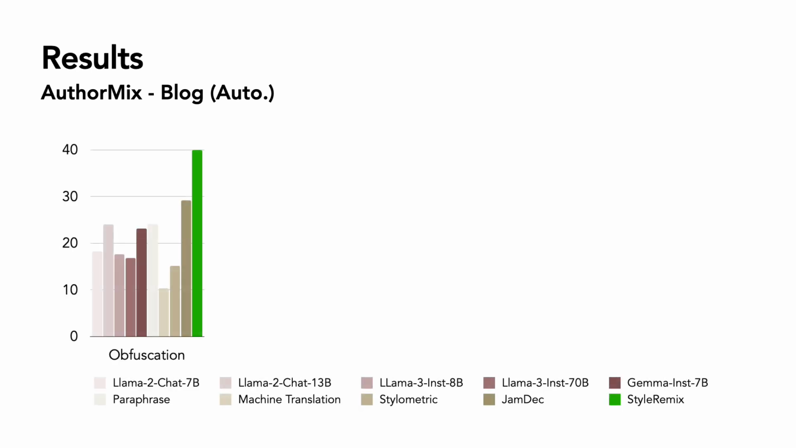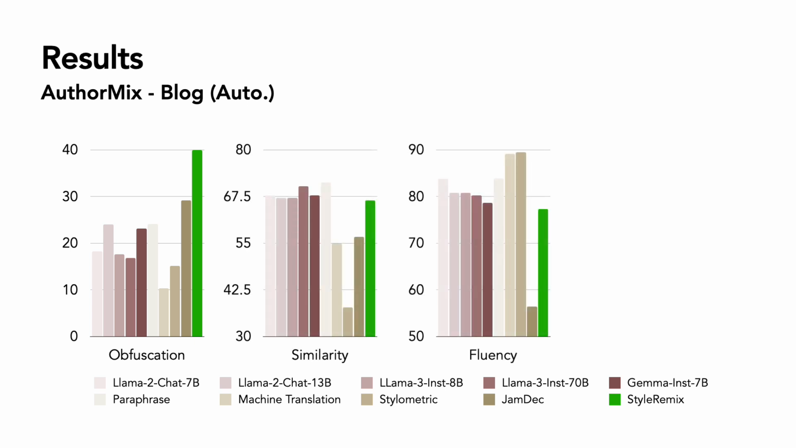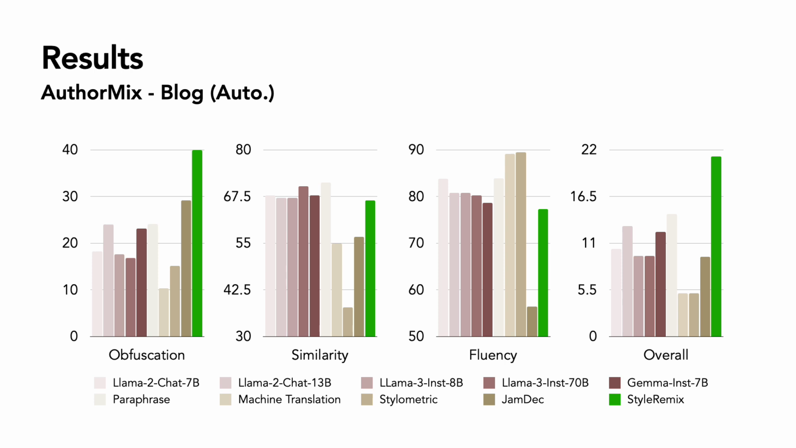So now I'll go into our results, and this is on a specific subset of AuthorMix, blog. For the full results, see the full paper. Here we show the obfuscation results on this data set with our method in green and all the baselines in other colors. Specifically, we have 2 types of baselines: instruction tune models and other obfuscation baselines such as Jamdec, stylometric, and machine translation. We also have our similarity, fluency, and overall metrics.